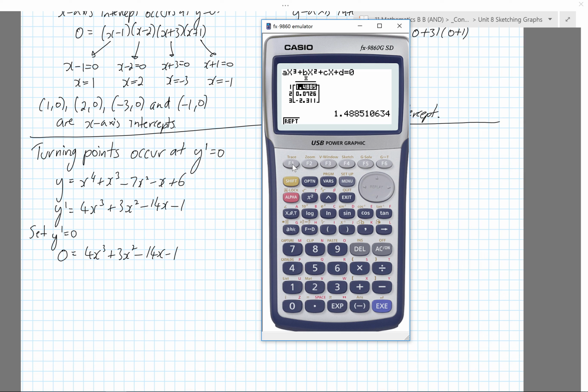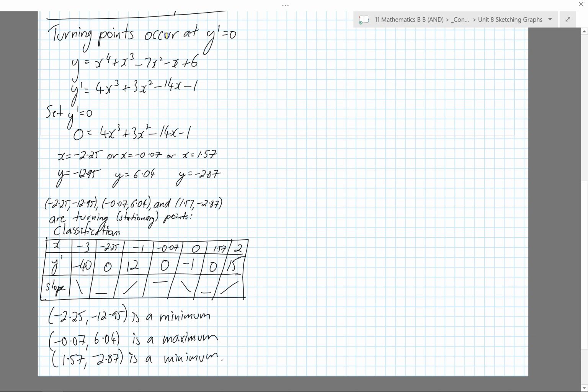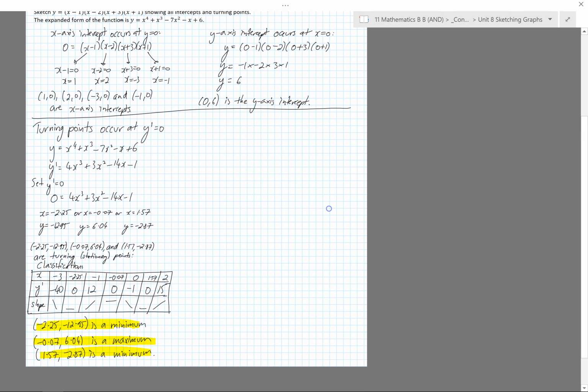Okay, so find the y values for them and classify. Off you go. Make sure you enter in the coefficients correctly into your calculator as well. So hopefully you did okay with that, finding the turning points and classifying them. So I've got a minimum, a maximum, another minimum, and then I look up at my intercepts. I've got 4 x-axis intercepts and a y-axis intercept.